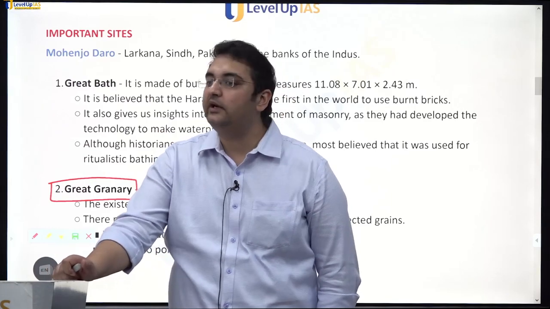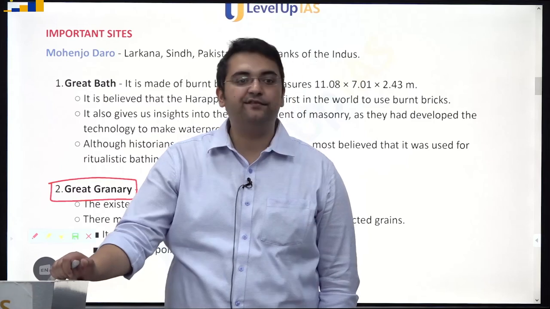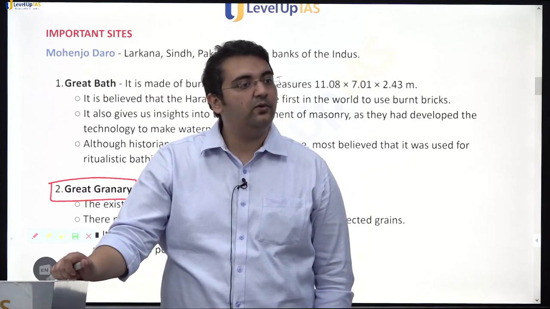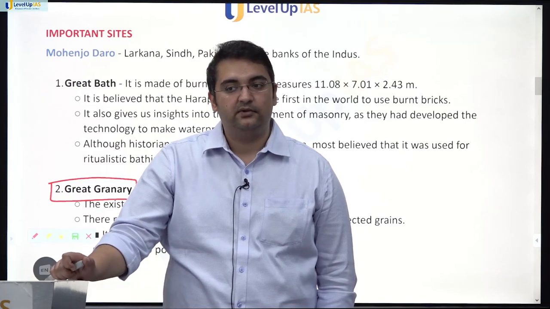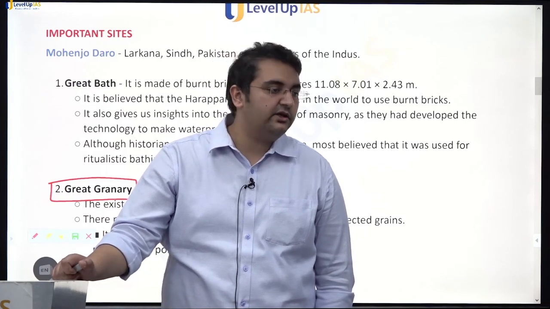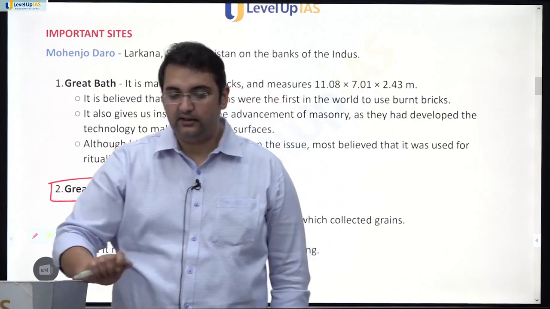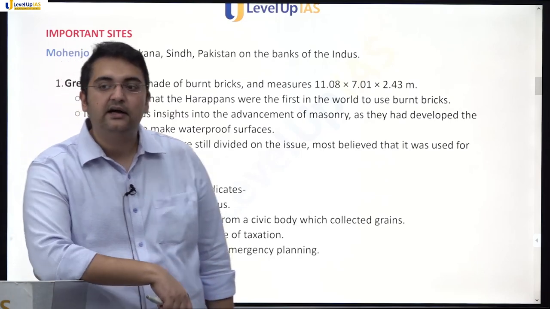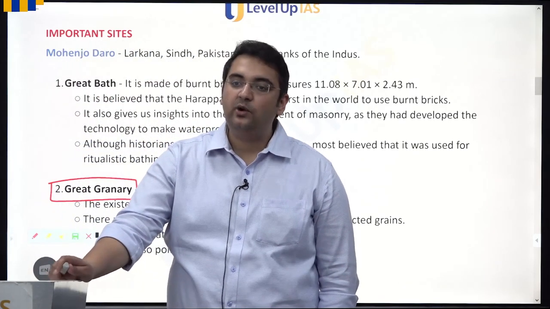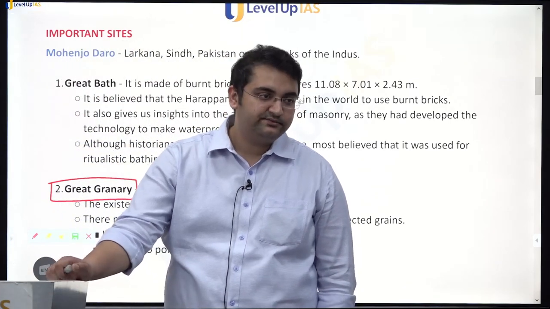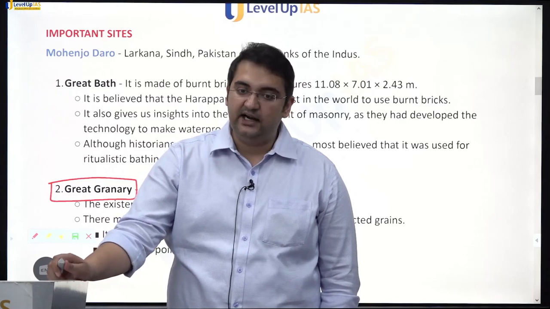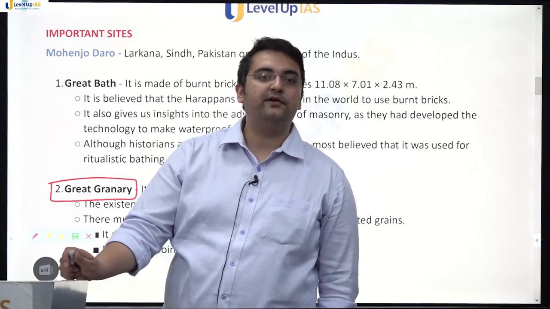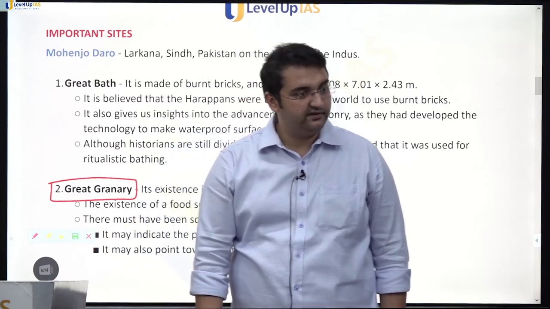And how do resources centralize? How do they flow into the treasury? What is the only source of state income? Taxation, right? So it is not the only one, but it is the biggest one, right? So the presence of these granaries also indicates the presence of a taxation system. And who has the authority to collect taxes? The state, the sovereign authority. So it also indicates the presence of a political structure within the Harappan civilization.